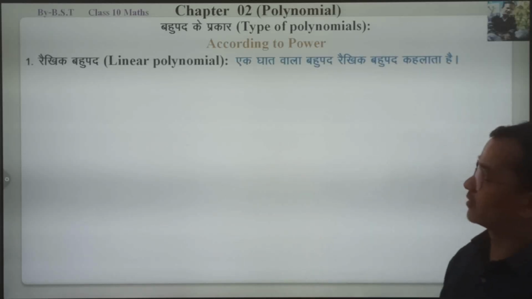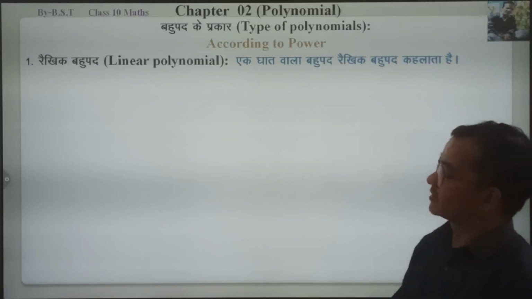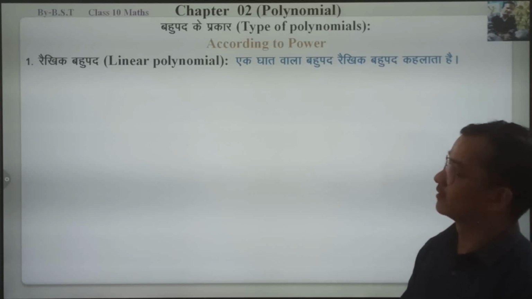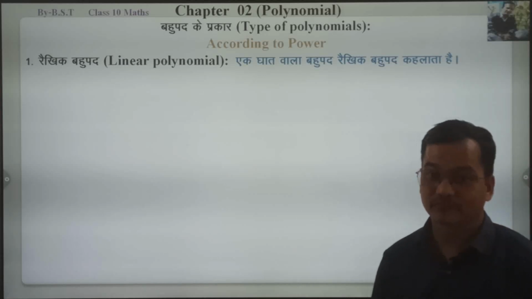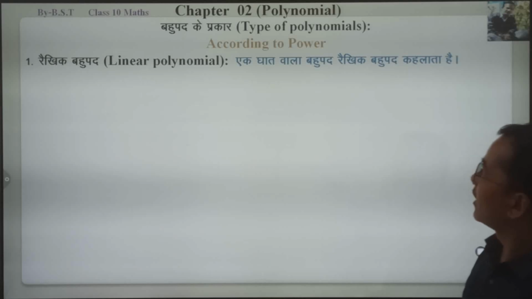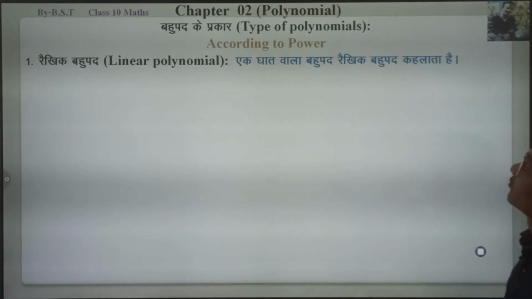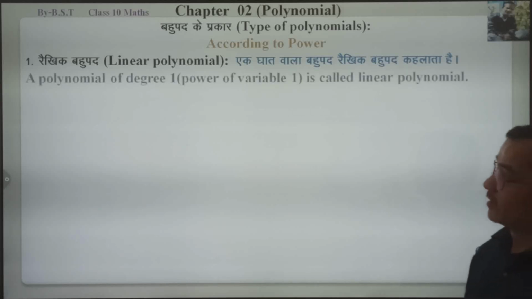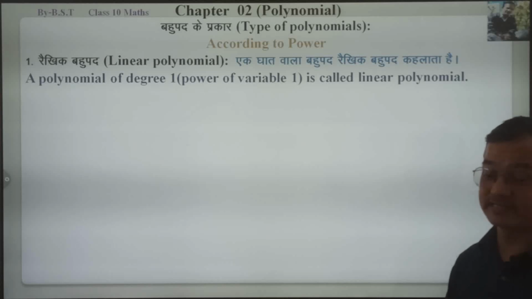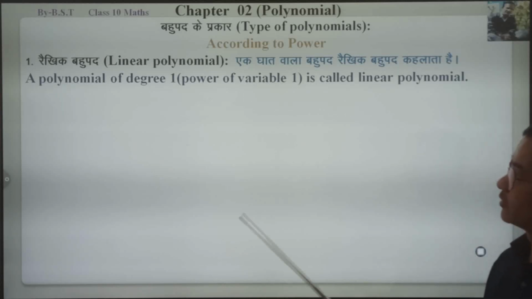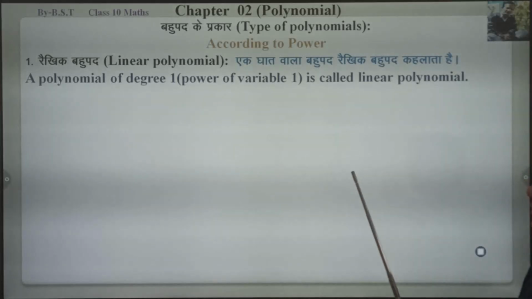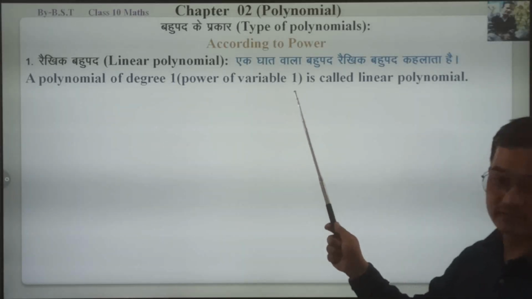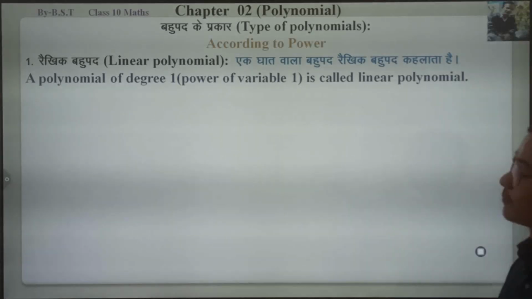So according to power, the first is linear polynomial, रैखिक बहुपद. एक घात वाला बहुपद रैखिक बहुपद कहलाता है. It means a polynomial of degree 1. What is the degree? It means the maximum power of the variable is called degree. So a polynomial of degree 1, it means the power of the variable is 1, is called a linear polynomial.